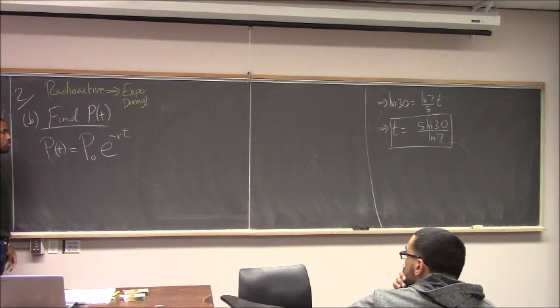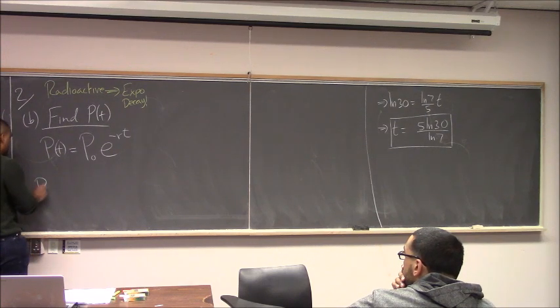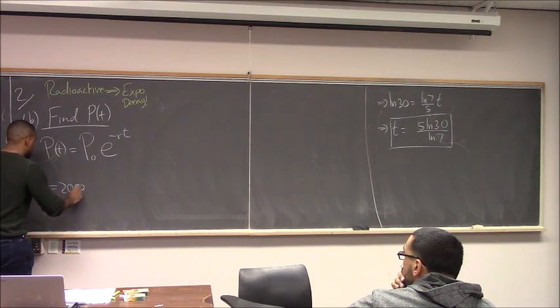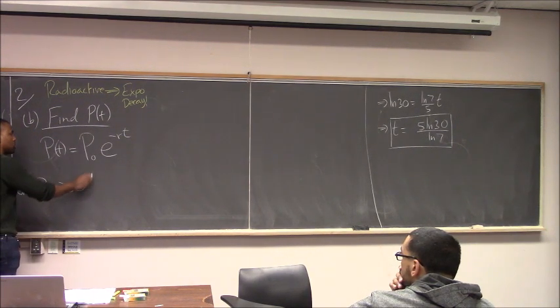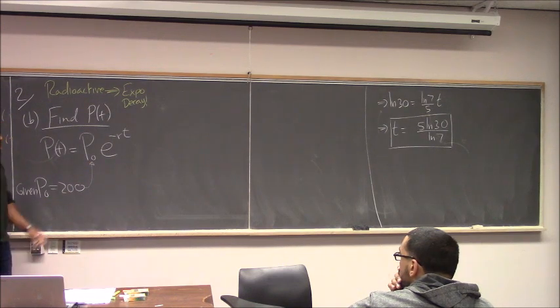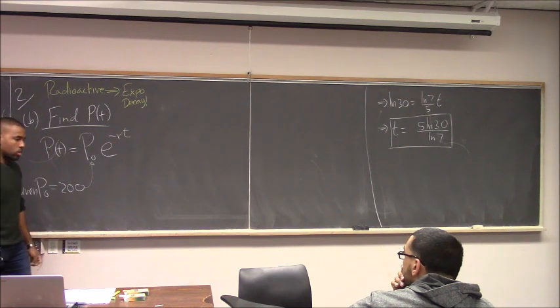The initial amount would be 200. P naught equals 200. This is given. They said you start out with a 200 milligram sample. So I can plug in 200 here. I still also need to find the R. How do I go about finding the R?